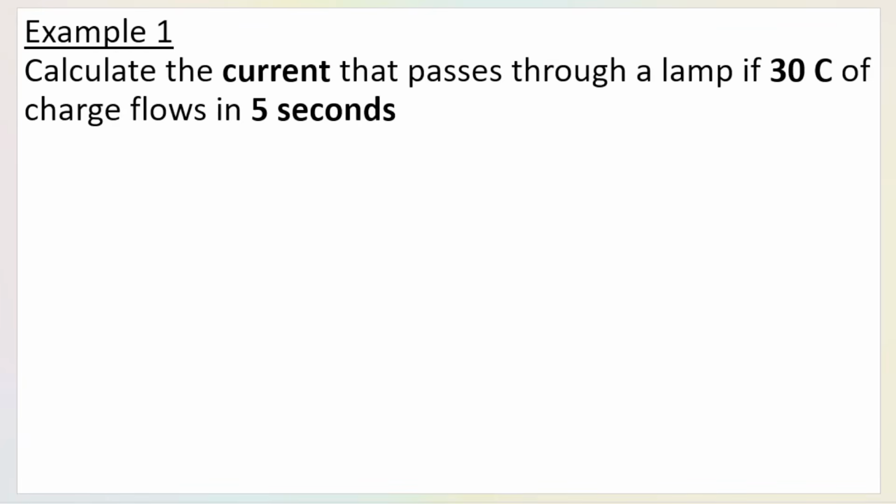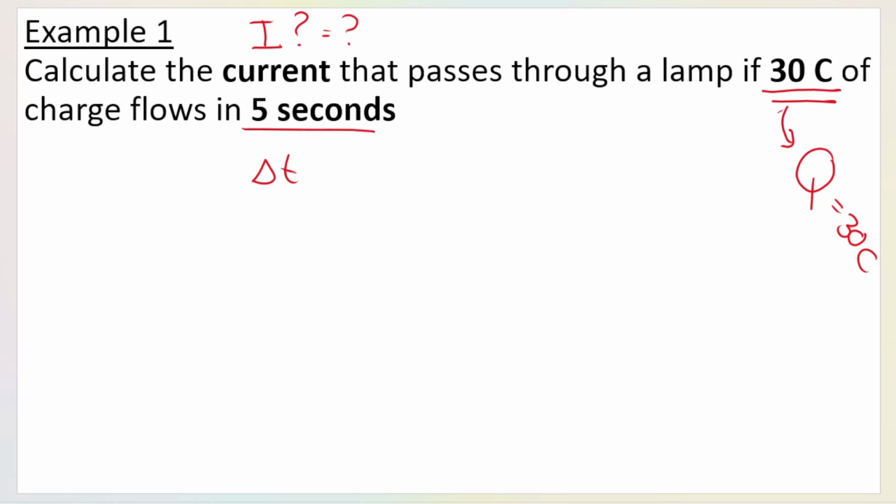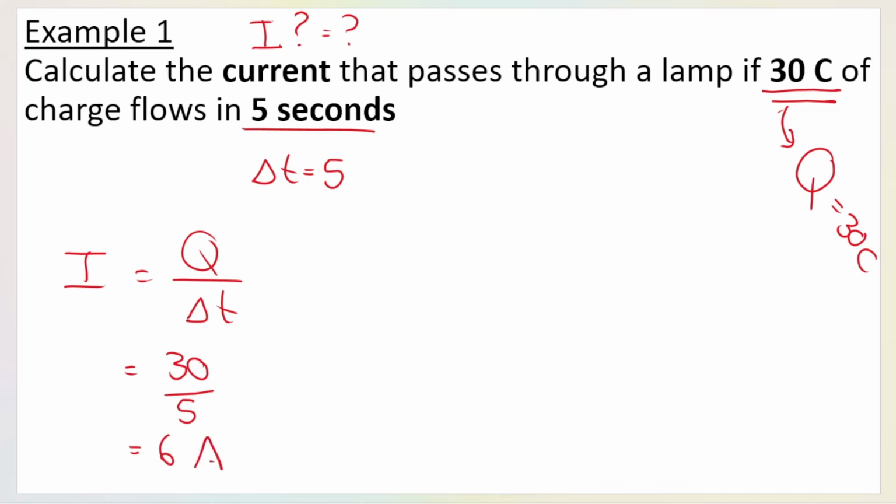Calculate the current, so we're looking for I, that passes through a lamp. So a lamp is like my resistor. If 30 C, 30 coulombs, that is my charge, flows in 5 seconds, my change in time. So the formula that I use is current is equal to charge divided by time, rate of flow of charge, 30 divided by 5, which is 6 amperes.